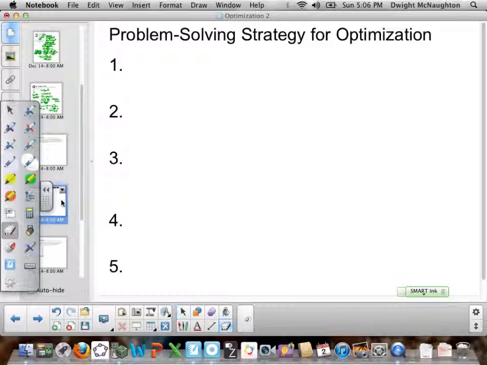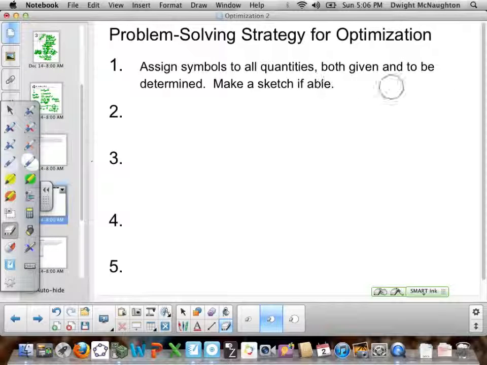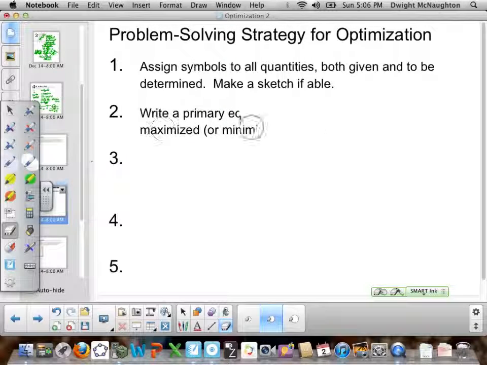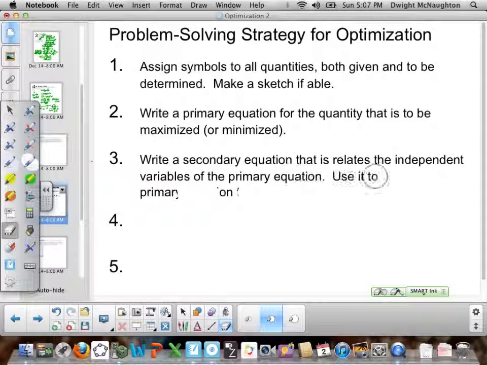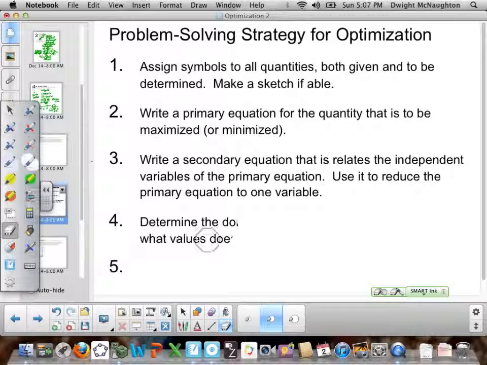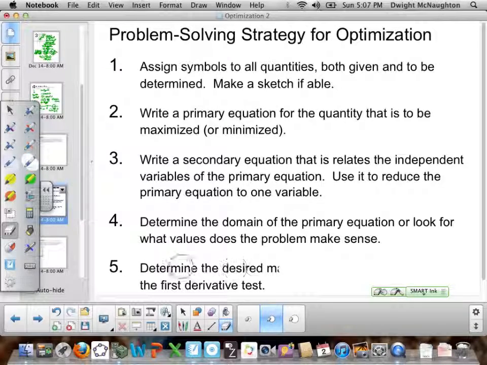Step 1, assign variables, draw a picture. Step 2, primary equation, which may have more than one variable in it. To get rid of those extra variables, you write a secondary equation. Once you've done that, decide on a domain that's suitable. Look at the situation, look at the formula, and then use the first derivative test to optimize.